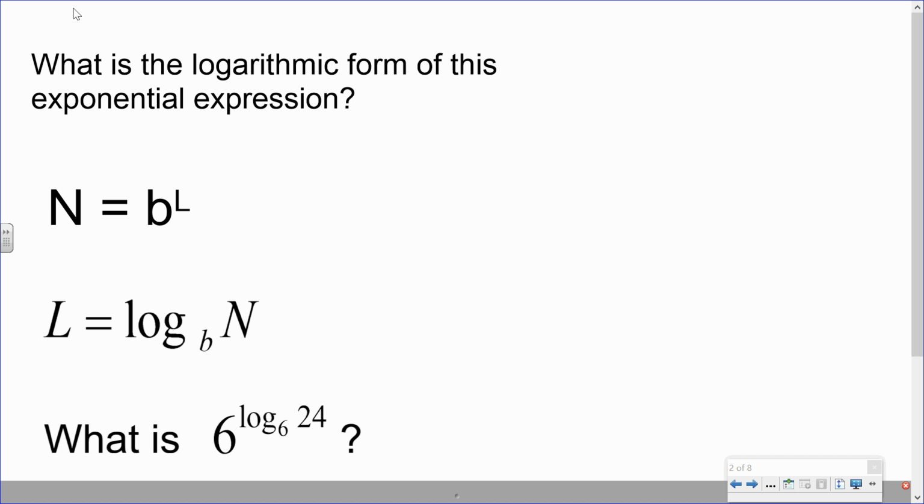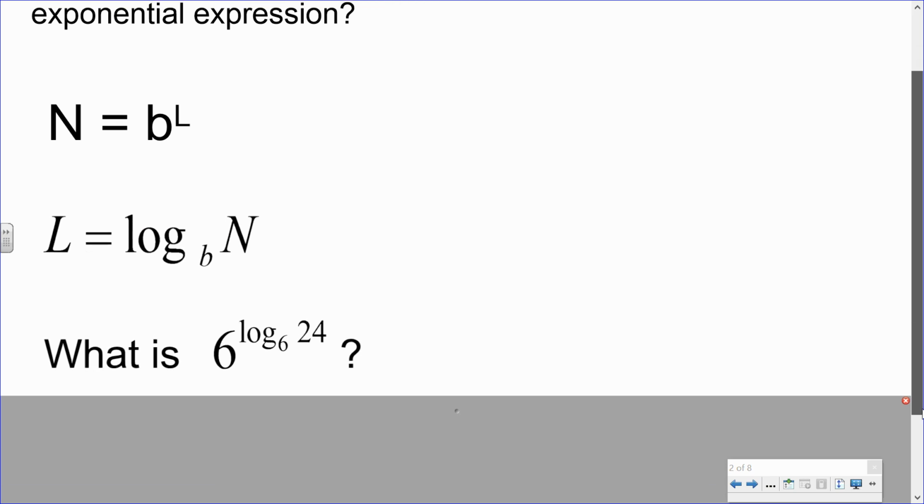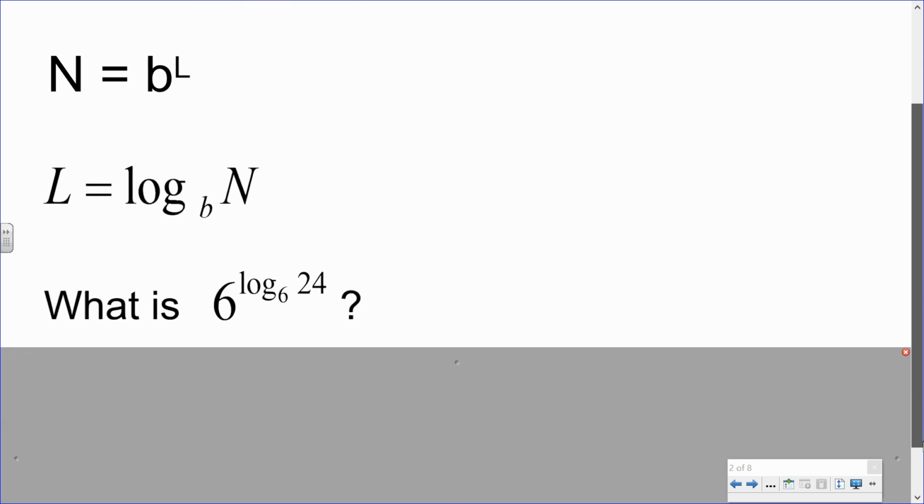Also, we've been doing some things with problems like this. If I have 6 to the log base 6 of 24, how does that simplify? Everybody shout it out. What does that equal? 24, we know that much cancels out and we just have 24.